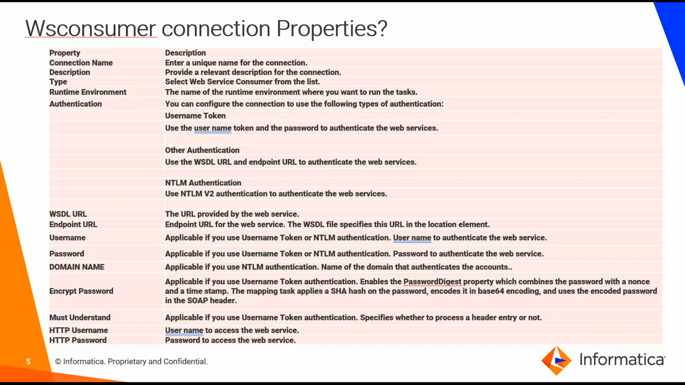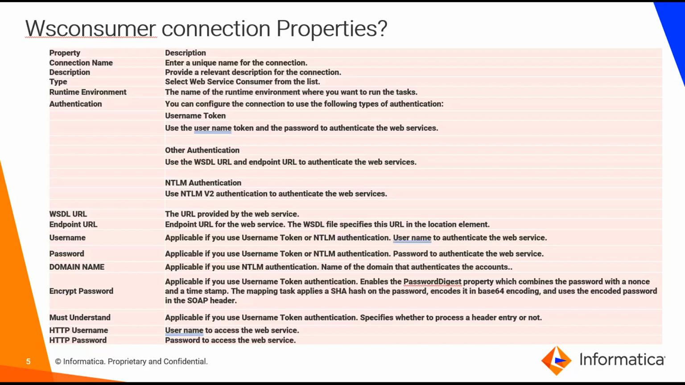The WSDL URL defines the URL to access the particular WSDL structure. The endpoint URL is the endpoint URL using which you can access the particular web service. Username and password are applicable for the username token or the NTLM authentication. The domain name is specifically used for NTLM authentication. You have to provide the name of the domain that authenticates the account.